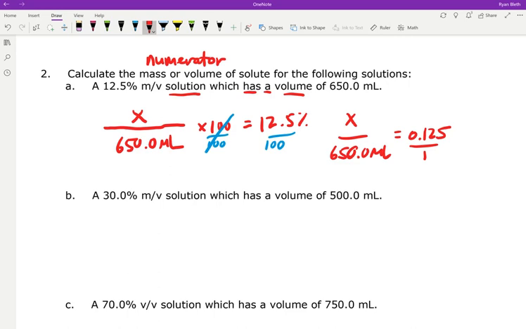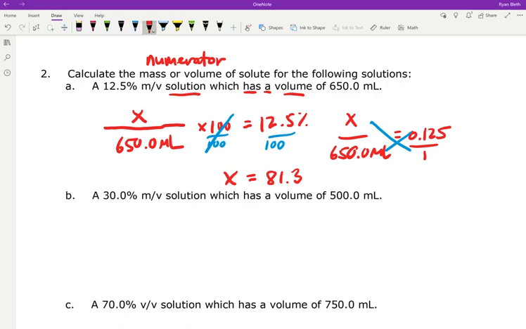If I cross multiply, I'll have 1 times x equals x, and I'll have 650 times 0.125, and that gives me 81.3. When I solve for x by cross multiplication, x equals 81.3. What are the units on that?